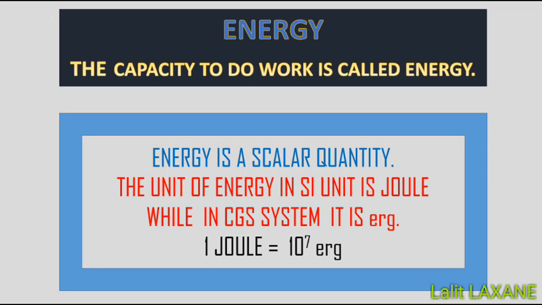Energy. The capacity to do work is called energy. Energy is a scalar quantity. The unit of energy in SI unit is joule, while in CGS system it is erg. 1 joule is equal to 10 raised to power 7 erg.